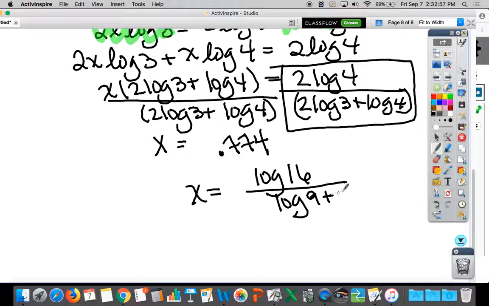plus, or, y'all gotta speak up because I'm deaf. Turned on today. plus log 4?